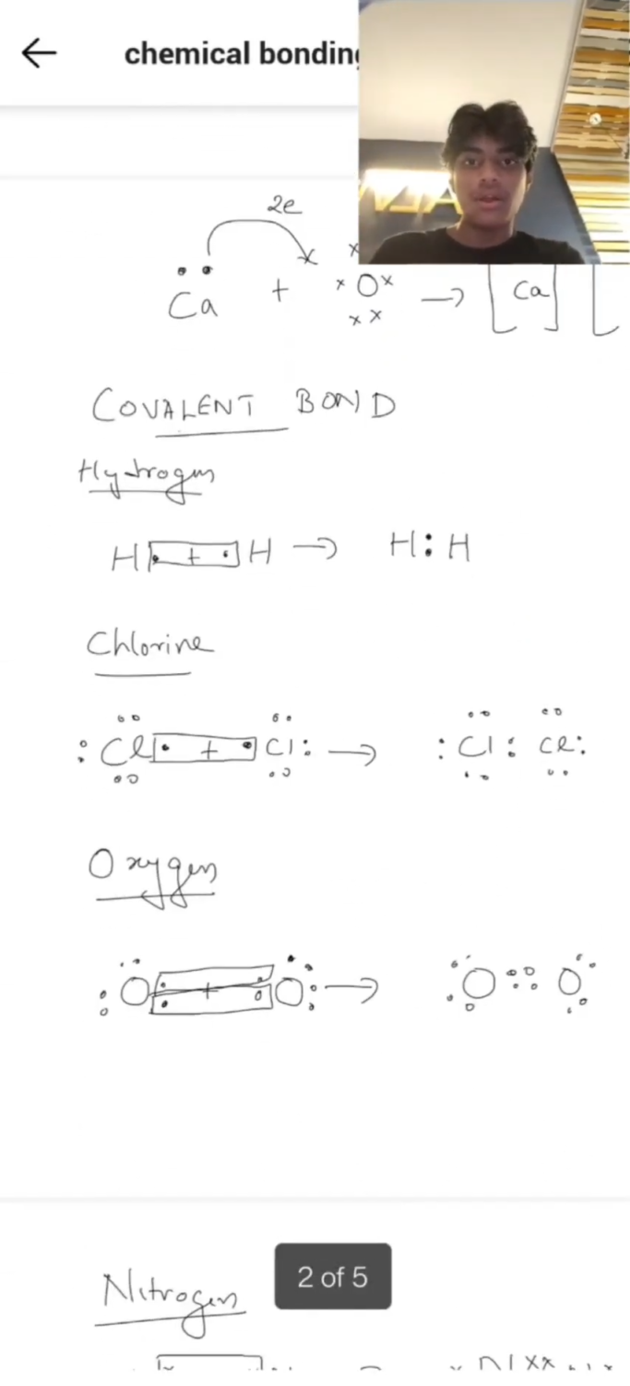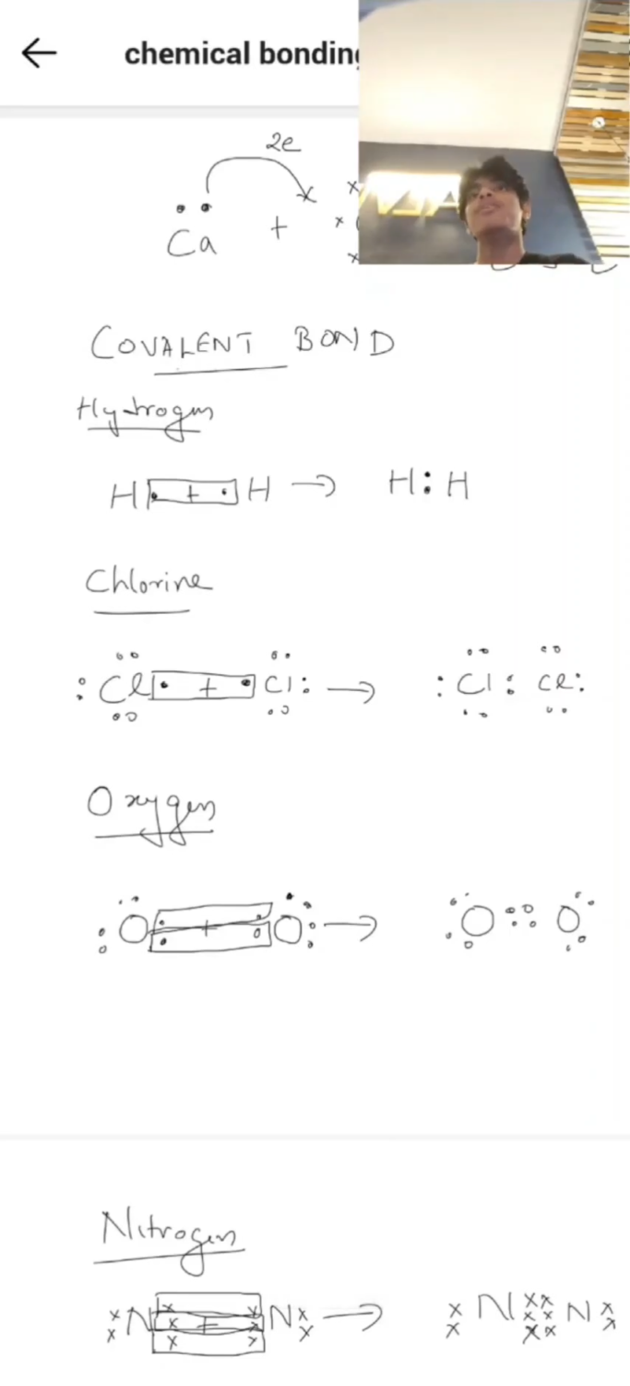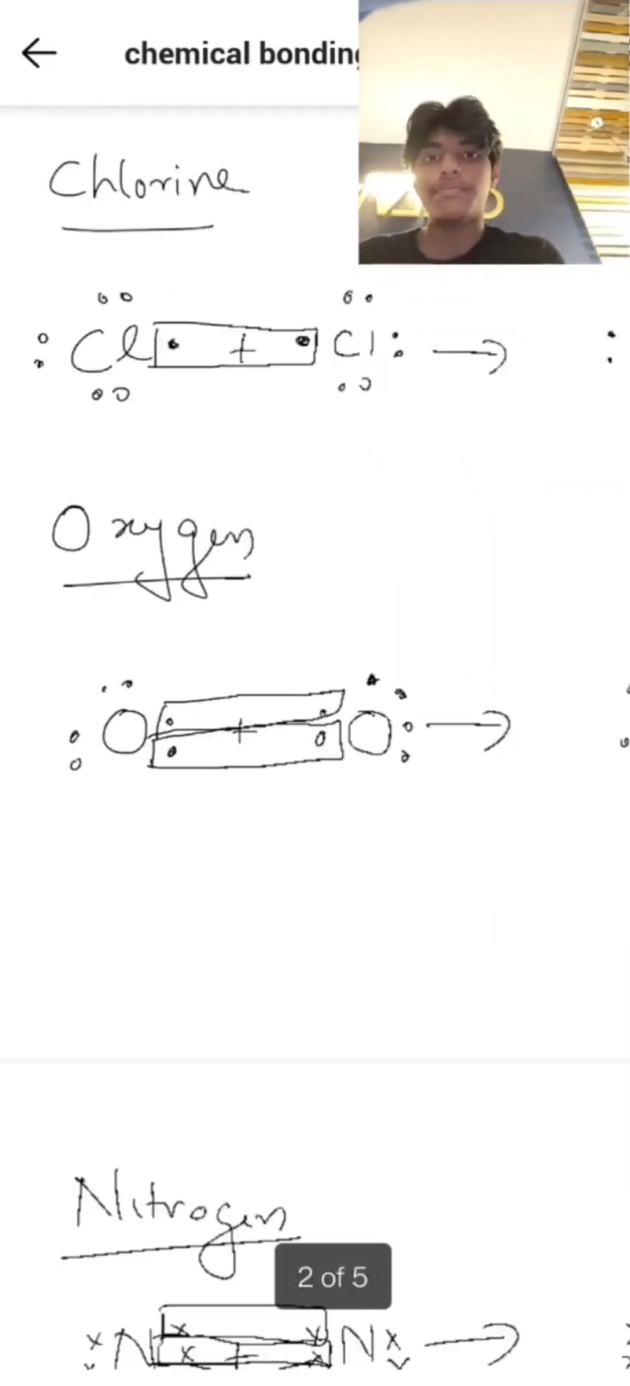Next, we come to covalent bonds. Now, what exactly are covalent bonds? As I told you, a covalent bond involves sharing of electrons. It's very simple, just sharing of electrons. Covalent bonds generally take place between 2 non-metals. For example, chlorine is diatomic, so chlorine needs 2 atoms to form a stable molecule.